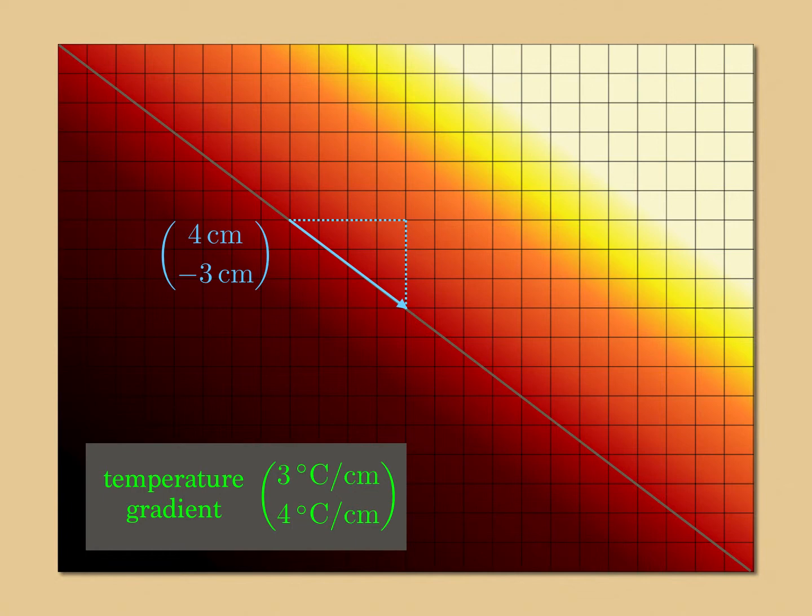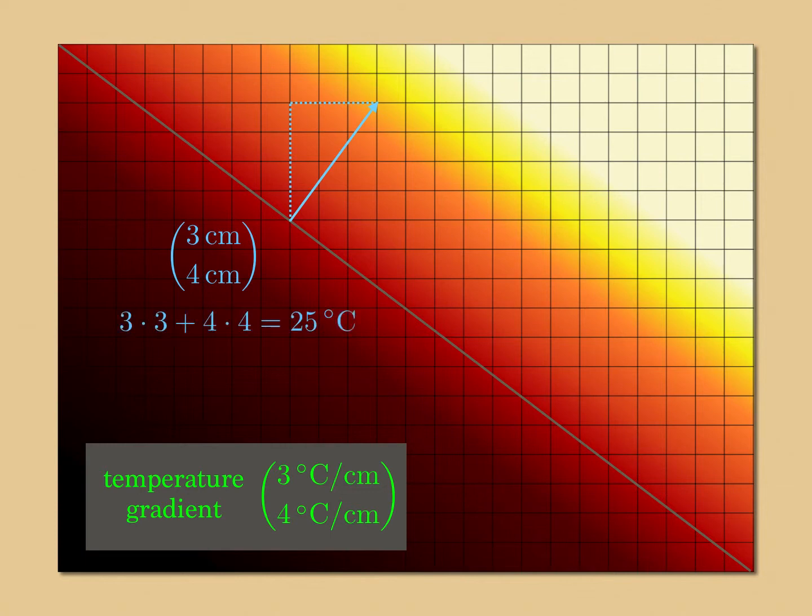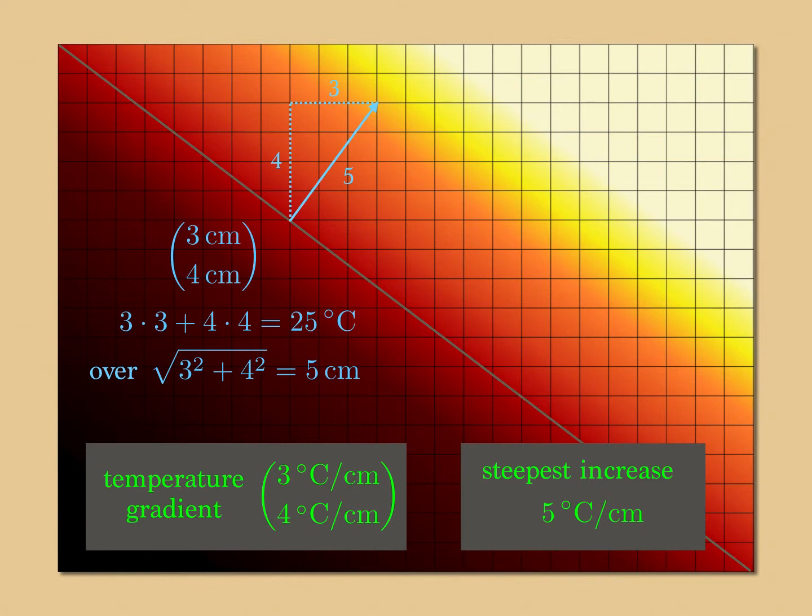Now we can ask similarly, along which direction does the temperature change most steeply? This happens at precisely right angles to the isotherms. By rotating the vector (4, -3) by 90 degrees counterclockwise, we get a vector (3, 4), along which the increase in temperature is 3 times 3 plus 4 times 4, 25 degrees Celsius. This happens over the whole length of the vector, which is, remember your Pythagoras, 5 centimeters. So for each centimeter in this direction, the temperature increases by 25 over 5 degrees Celsius per centimeter.